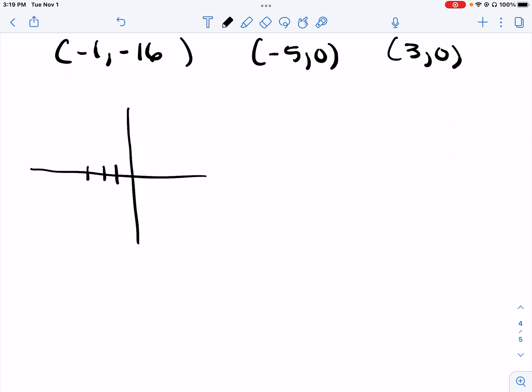Negative 5, 0 is left 5, up 9. 3, 0 is right 3, up 9. We're going to pretend this is negative 16. Negative 1, negative 16 means left and down. So that's our parabola.